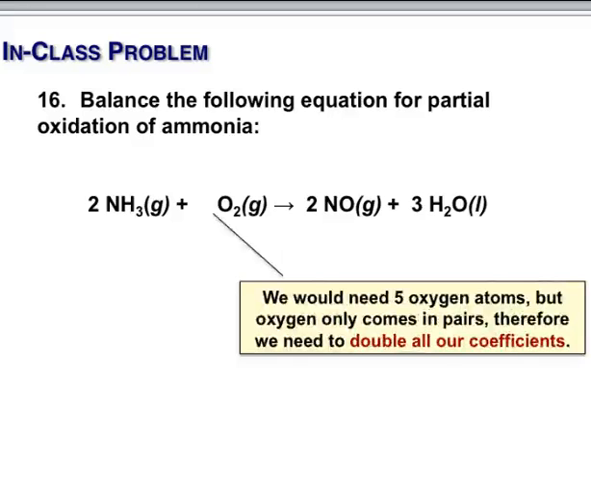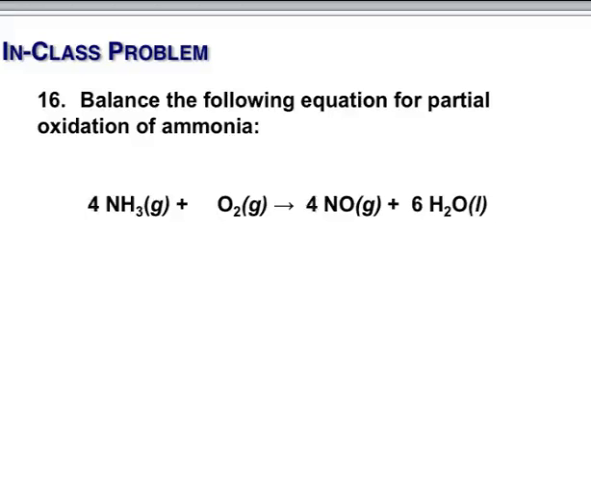Therefore, let's double everything. This is going to be 4, that's going to be 4, that's going to be 6. Now, how many oxygens do we need? 6, 7, 8, 9, 10. And now we can stick our 5 O2s in.